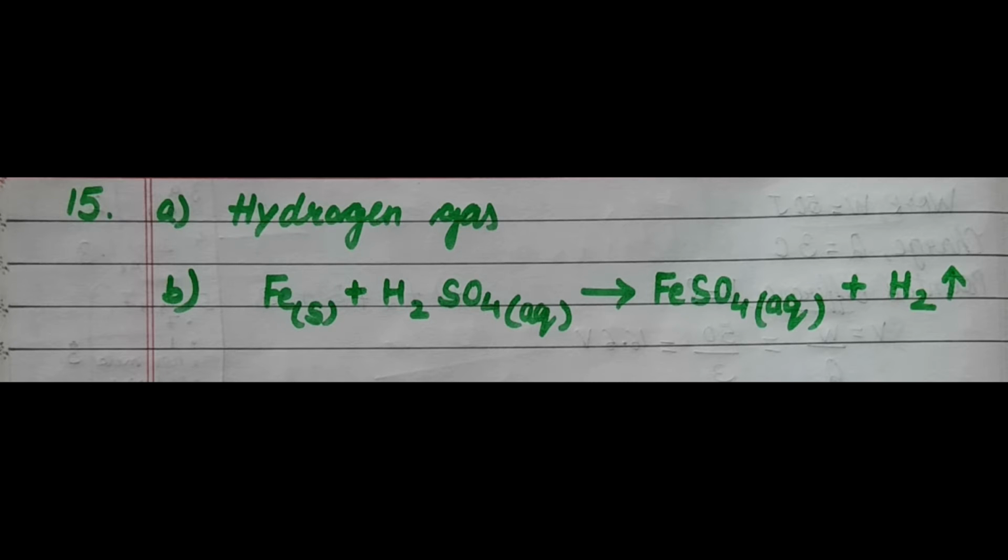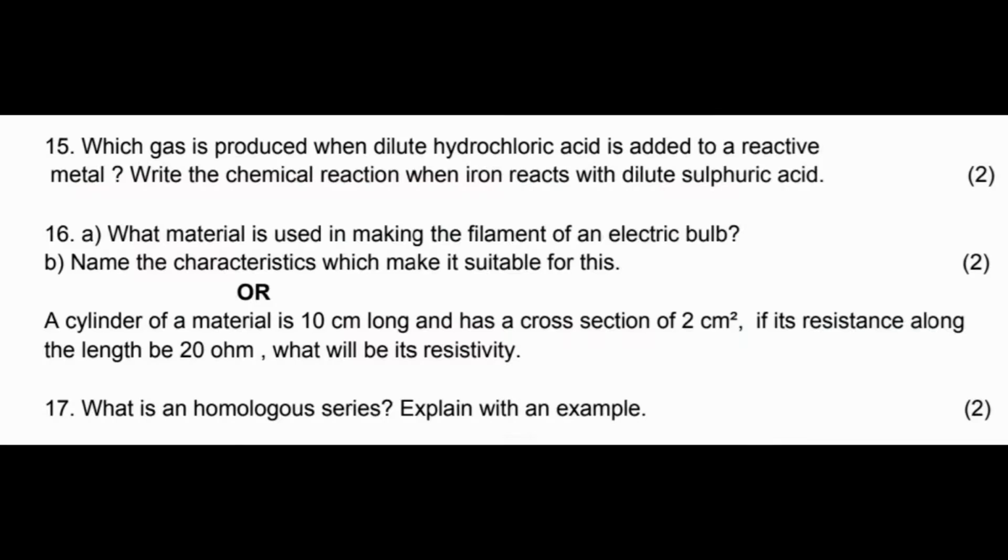and the reaction can be written as Fe plus H2SO4 forming FeSO4 plus H2. The upward arrow shows its state, that is gaseous state. It means iron reacts with sulfuric acid, H2SO4, to form iron(II) sulfate, and hydrogen gas is liberated in this reaction.